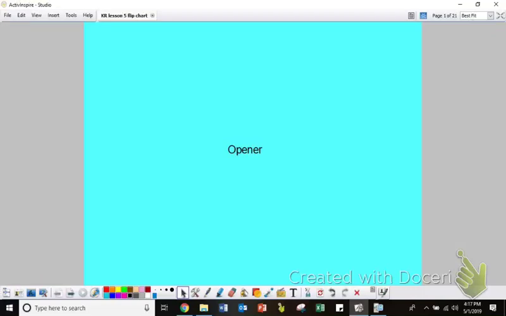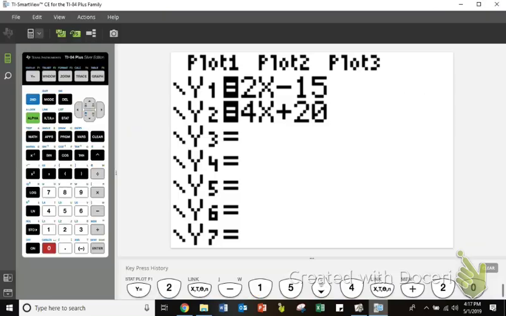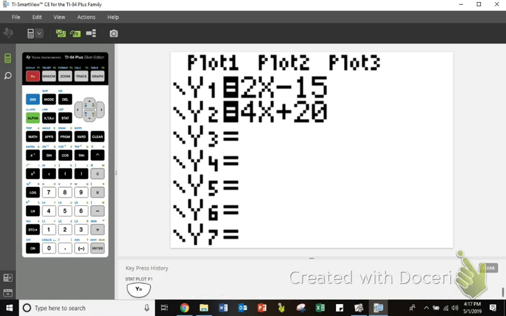Alright everybody, so first thing you need to do is work on your opener, and if you look at the very first question, it says that you can actually use your graphing calculator in order to solve this. So if you go ahead and bring up your graphing calculator and you press the y equals button in the upper left hand corner, you can type in your two equations that they give you, so the 2x minus 15 and then the 4x plus 20.